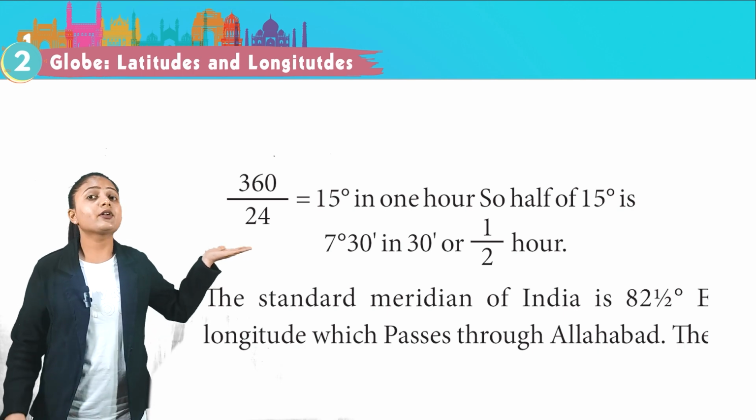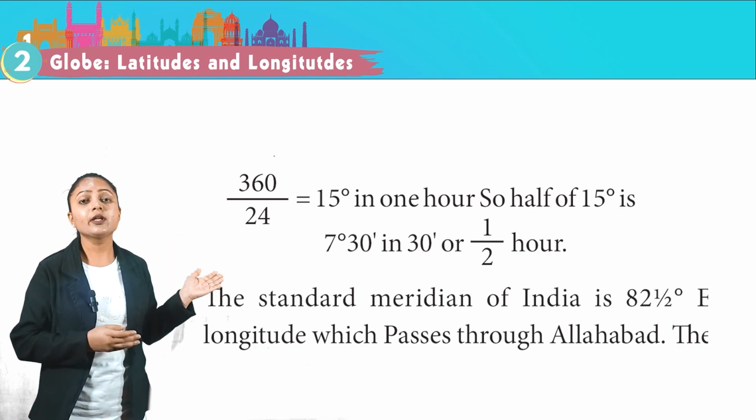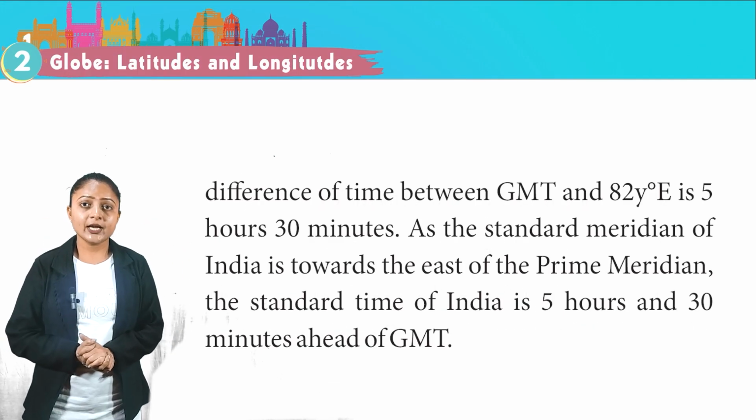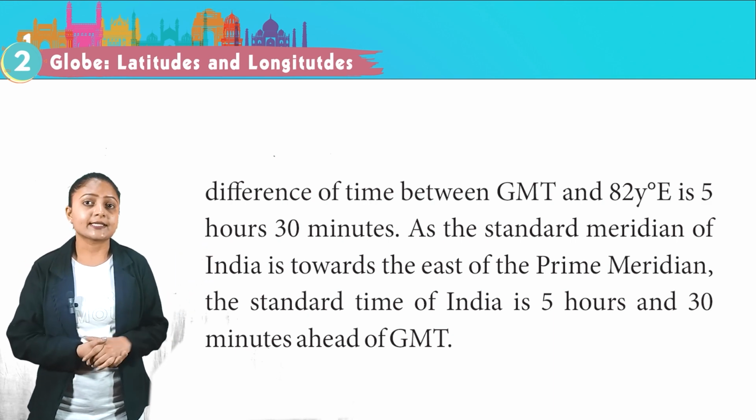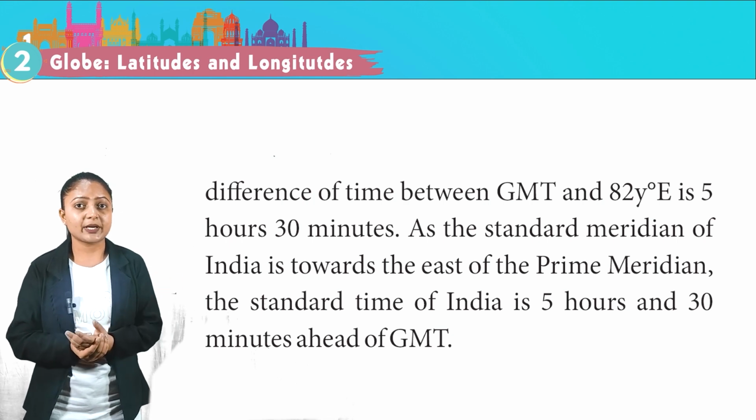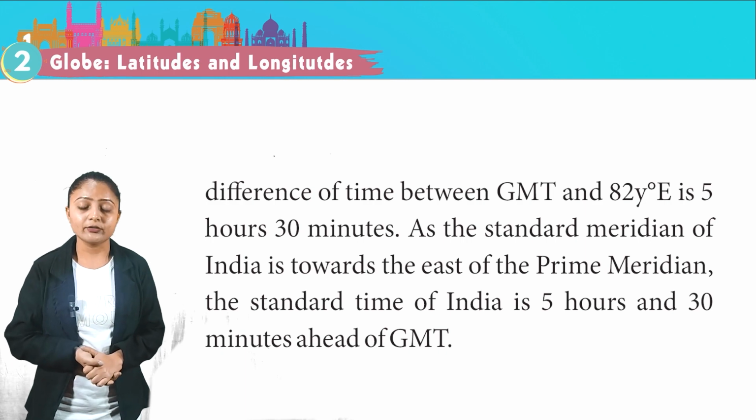The standard meridian of India is 82.5 degrees east longitude, which passes through Allahabad. The difference of time between GMT and 82.5 degrees east is 5 hours 30 minutes. As the standard meridian of India is towards the east of the prime meridian, the standard time of India is 5 hours and 30 minutes ahead of GMT.